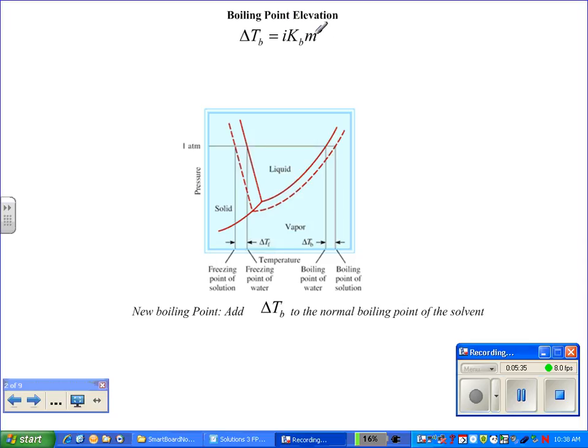So the number of solute particles is what affects the boiling point directly. We are going to use molality to give us an indication of the amount of solute that's actually in the solution. The reason we use molality in this formula is because it does not change with temperature. If we were to use molarity, although it would give us the moles of solute in the solution, it would not be independent of temperature. So we need to use molality.